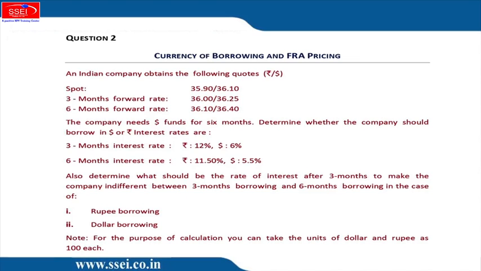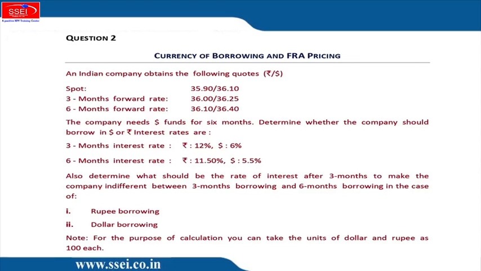In the second part, we have to find out the 3-month interest rate after 3 months. So do you remember FRA pricing? The bigger periodic factor by the smaller periodic factor, the whole thing minus 1, the whole into 12 by gap.